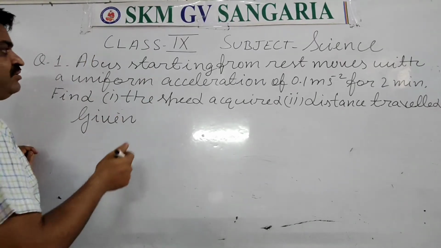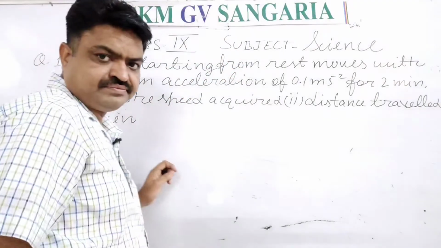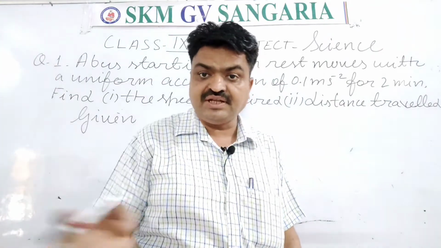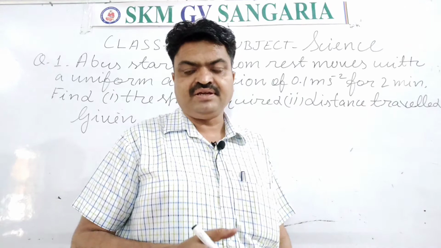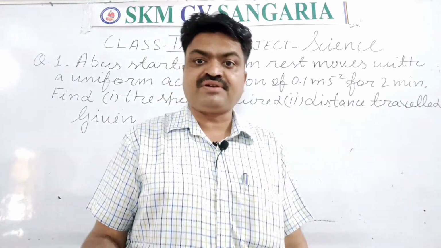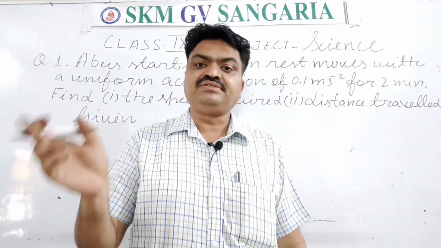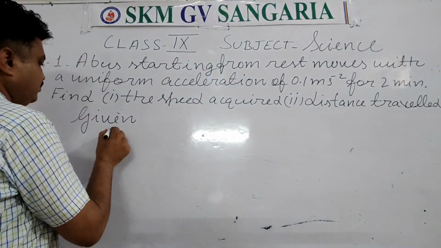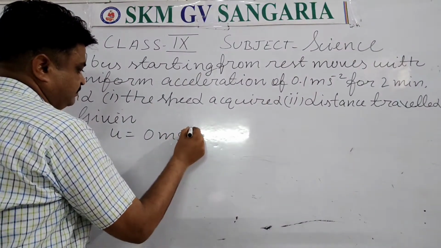So what are the given quantities? A bus starting from rest. A bus starting from rest, or from the stationary position, then what will be its initial velocity, students? If the object starts from rest, then its initial velocity is 0. It is always 0, students. So you write here U is equal to 0 meter per second.